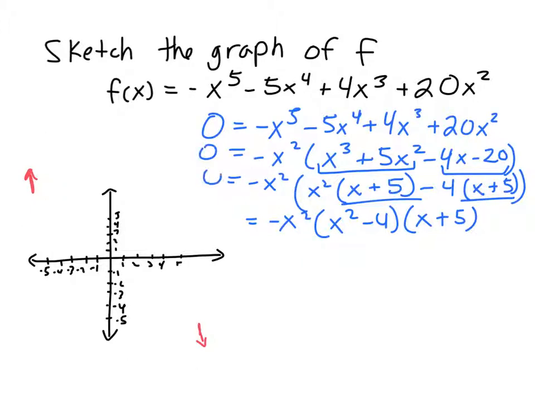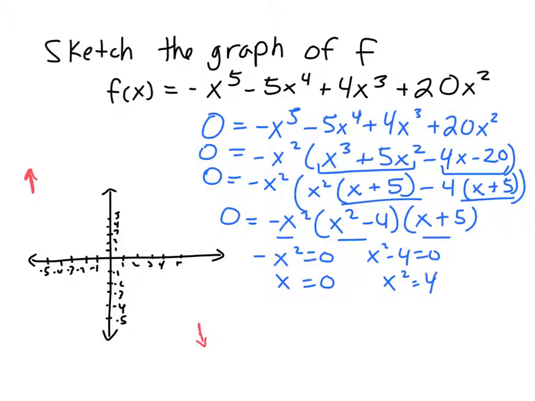Now, if any piece equals 0, then the whole thing will equal 0. So let's set each piece equal to 0 to find all the zeros. So x equals 0, that's one zero. x squared minus 4 equals 0, so x squared equals 4, so x equals plus or minus 2. And x plus 5 equals 0, so x equals negative 5. So I have four zeros: x equals 0, x equals negative 2, x equals 2, and x equals negative 5.